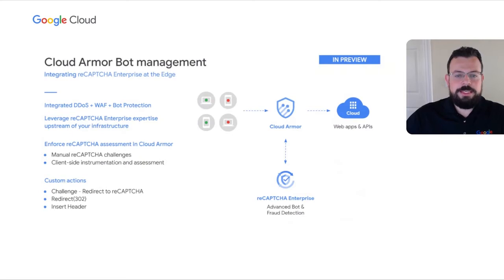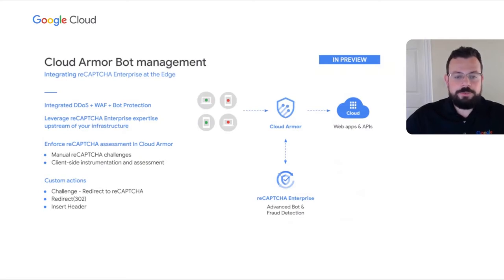All of this occurs at the edge of Google's network, far upstream of your protected workloads, allowing us to leverage the global scale of our network to mitigate bot threats without impacting the performance of your applications. Critically, with the integrated solution, Cloud Armor and reCAPTCHA Enterprise can protect customer applications without requiring server-side changes on the application to decipher and enforce bot assessments.